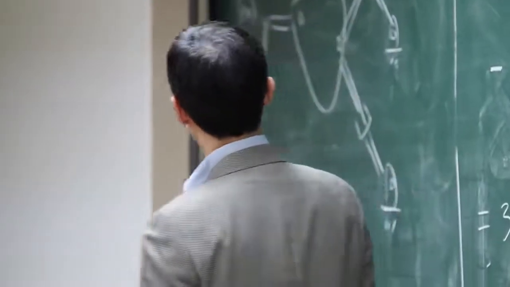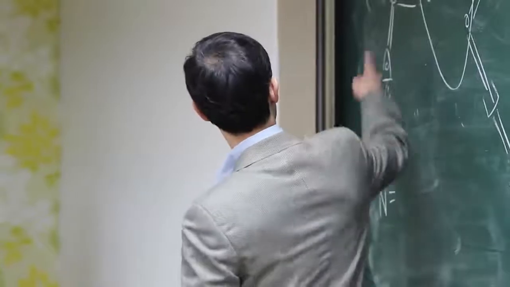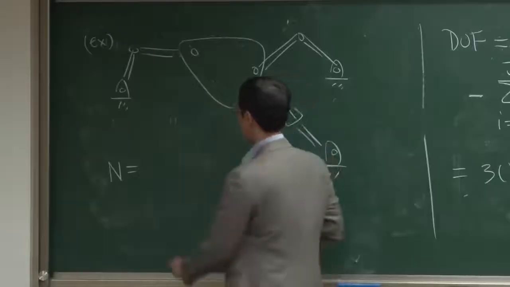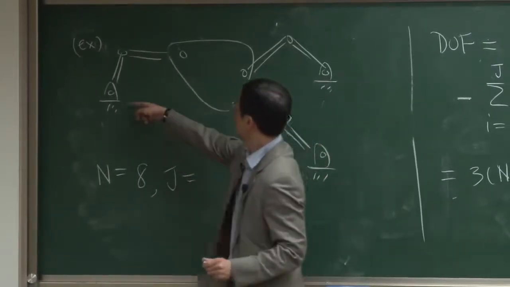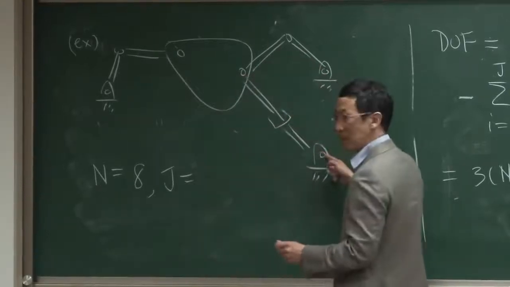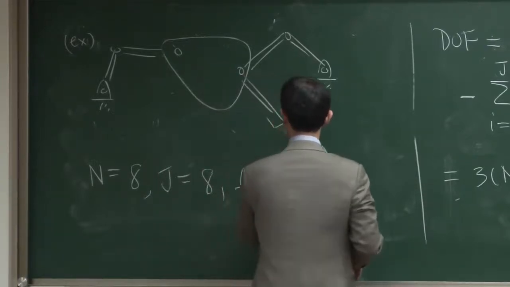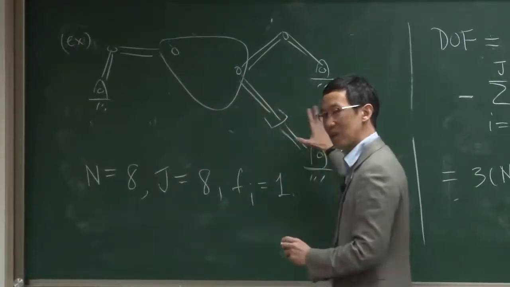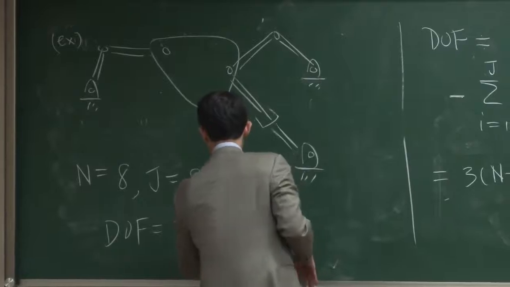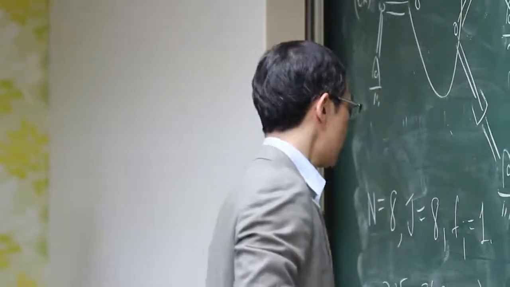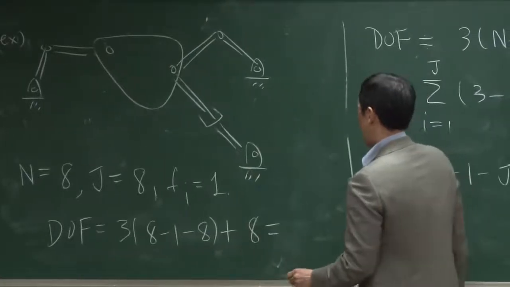Okay, so what happens here? Number of links: 1, 2, 3, 4, 5, 6, 7, 8. Number of joints: 1, 2, 3, 4, 5, 6, 7, 8. Each joint is 1 degree of freedom. Throw this into our Grubler's formula: 3 times n minus 1 minus j plus 8 degrees of freedom. So this is 5 degrees of freedom.